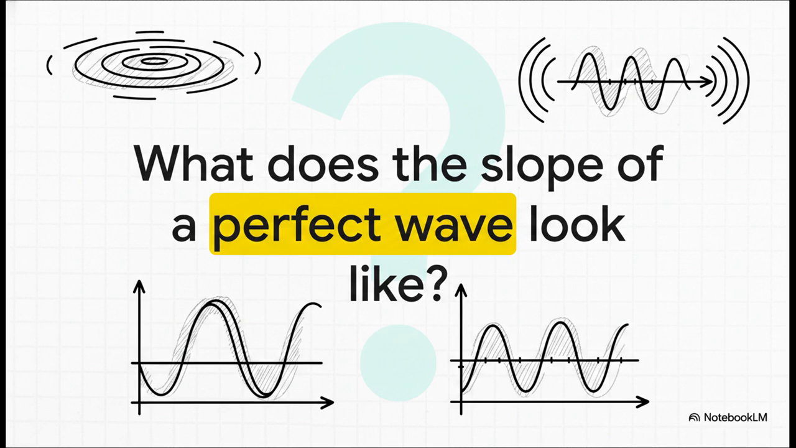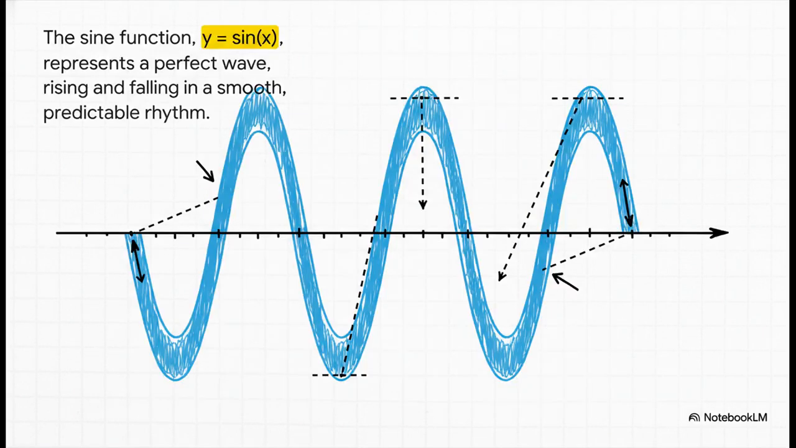Any guesses? Well, in the world of math, that perfect wave has a name. It's the sine function. Y equals sine of x. You know the one. It just goes up and down in this super smooth, predictable way. And if you look closely, right at the very top of each peak and the bottom of each valley, the curve flattens out for just a split second, right? That means the slope there is 0. But everywhere else, the steepness is always changing.